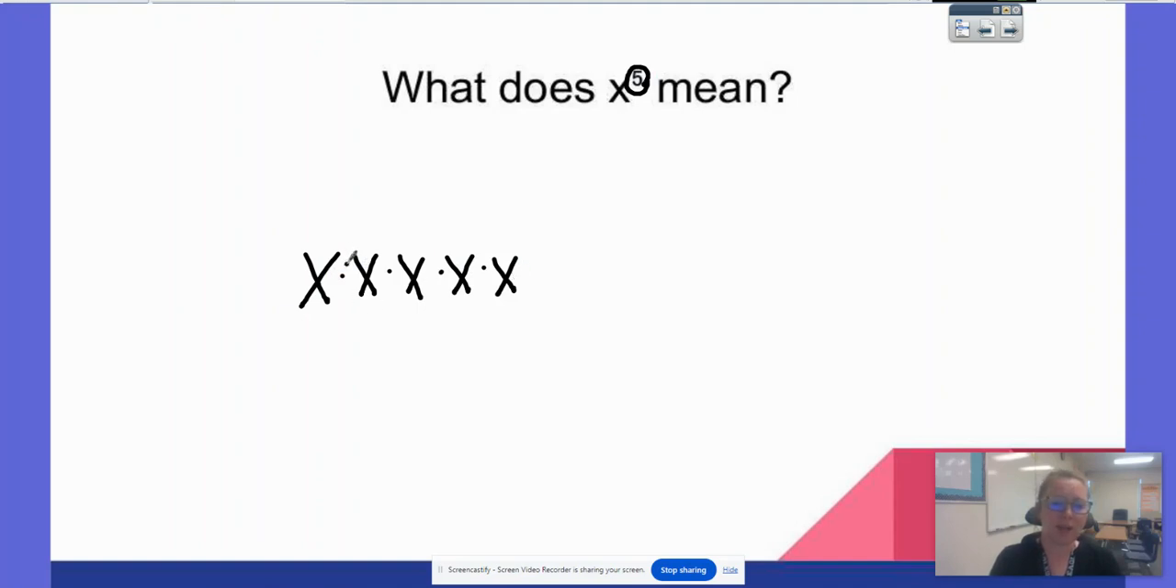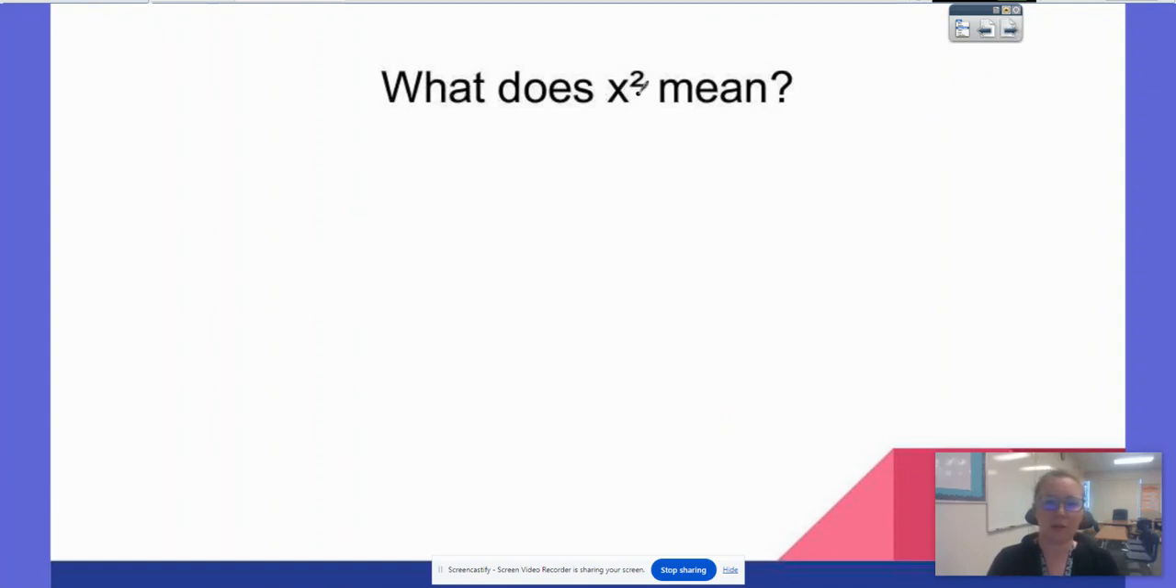Now, I wrote this dot in between each of them to symbolize multiplication. We could have done it even quicker and just written x, x, x, x, x. Again, 5 of these: 1, 2, 3, 4, 5. Because remember that sometimes multiplication is an invisible operation. That means we cannot see it, but it is still there. So x to the power of 5 means x multiplied together 5 times.